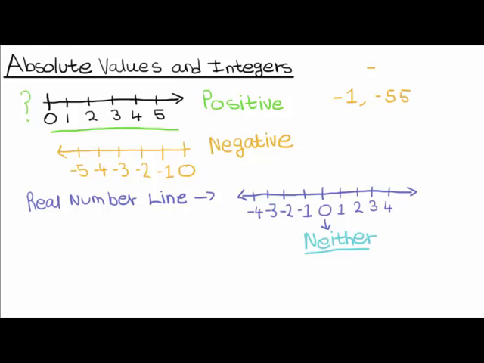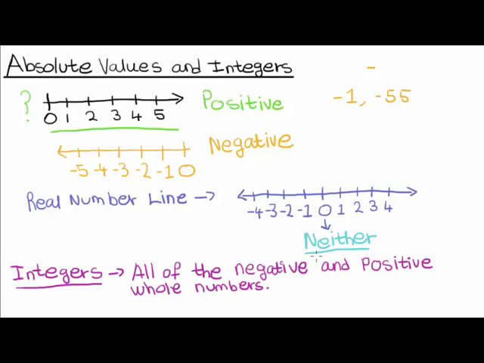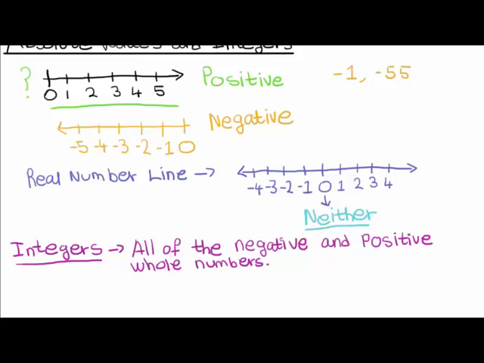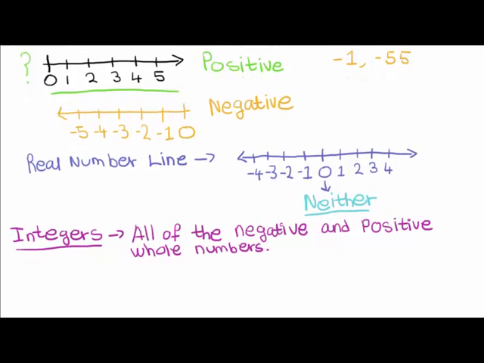So right now, I would like to go further into this, and I would like to define a word, okay? And that word is integer. Integers are basically all of the negative and positive whole numbers, okay? So what are these negative and positive whole numbers? Well, you already know them from the beginning of the video when we drew the number line.